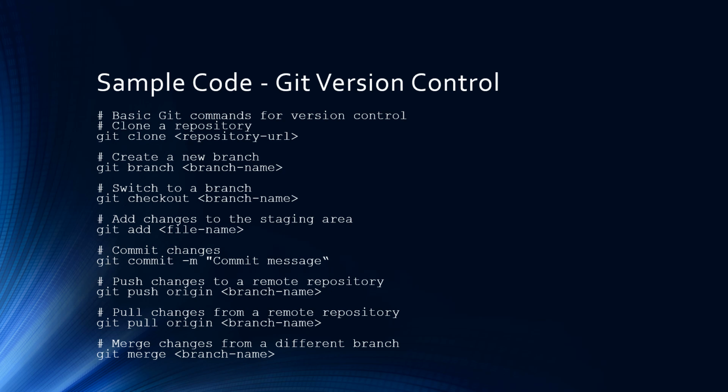Branch management: creates isolated development environments, enables feature development, supports hotfix implementation, facilitates release management, enables experimentation. Staging and committing: prepares changes for commit, creates atomic change sets, maintains code history, enables rollback capabilities, supports code review.